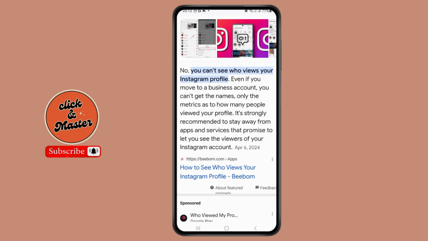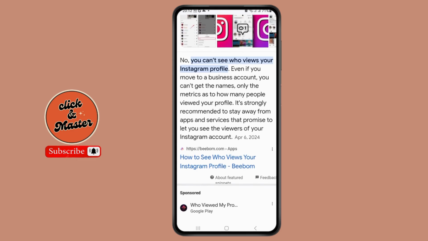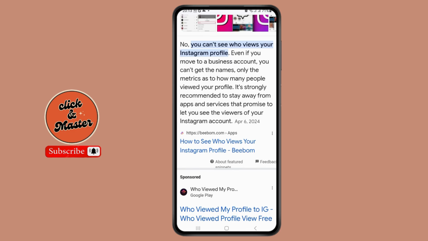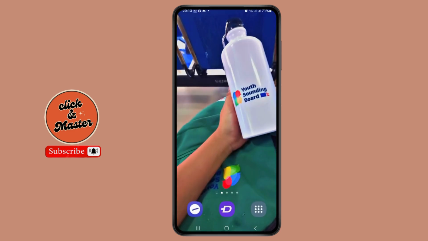You have to remember that there is no option to view who has seen your Instagram profile. Even if you move to a business account, you get only metrics on how many people viewed your profile, not their names. It is strongly recommended to stay away from those apps.